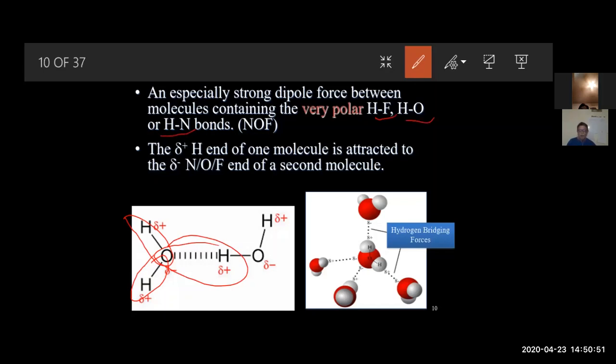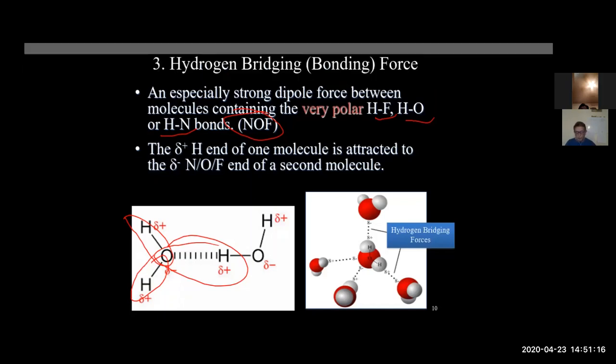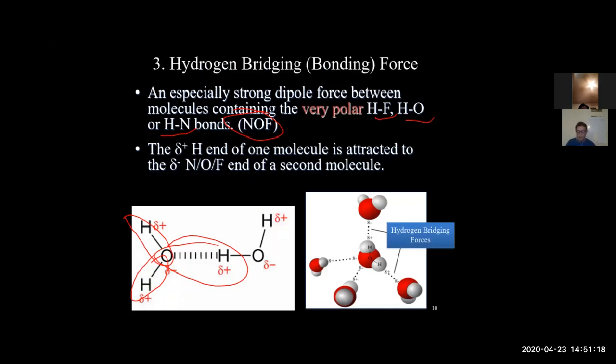Yes, they have a dipole, and there are dipole interactions. However, because they are bonded to fluorine, oxygen, and nitrogen, otherwise known as NOF, that force is stronger than the dipole-dipole interaction. So the majority of the force involved for those three is the hydrogen bridging force, which is the strongest one.